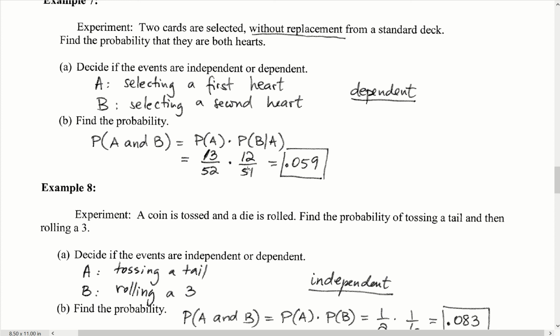And according to the multiplication rule, the final answer should be 13 out of 52 times 12 out of 51, which would be 0.059. So this is the probability of selecting 2 hearts in sequence without replacement.